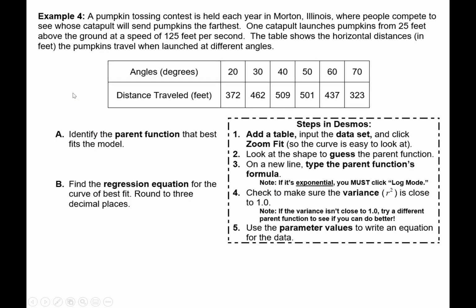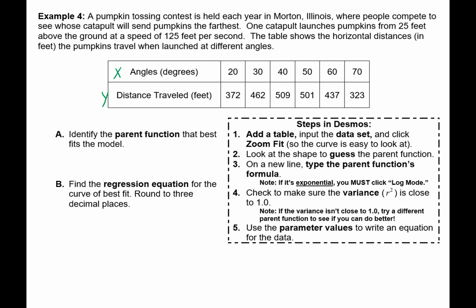In this first example, or example 4, a pumpkin tossing contest is held each year in Morton, Illinois, where people compete to see whose catapult will send pumpkins the farthest. One catapult launches pumpkins from 25 feet above the ground at a speed of 125 feet per second. The table shows the horizontal distances in feet the pumpkins travel when launched at different angles. So depending on what the angle is, it will travel a different distance.